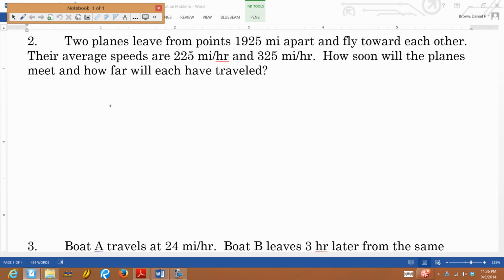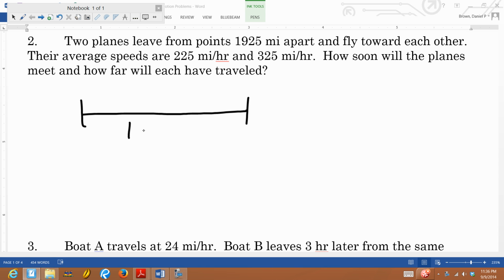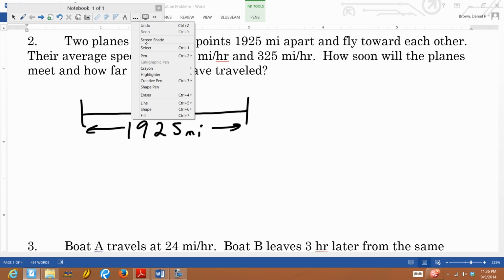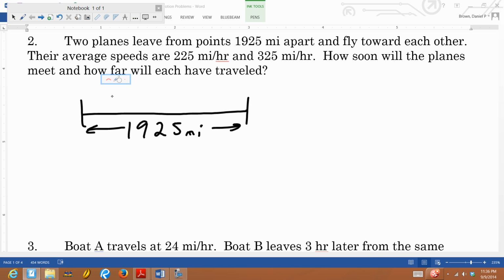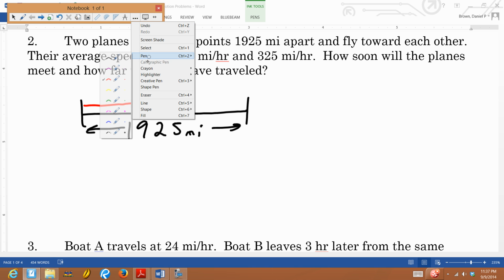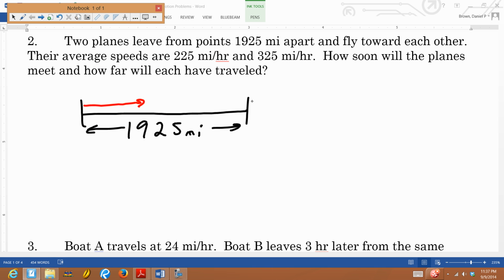Pretty simple strategy here on the first one is that we have a displacement of 1925 miles, and in this displacement there are two different airplanes that fly towards each other and have two different displacements. First one is kind of shorter, the second one's kind of longer, and they will add up to 1925, and that's kind of critical in this problem.